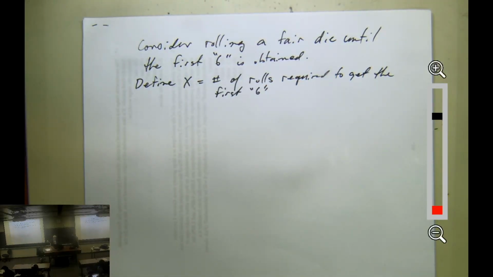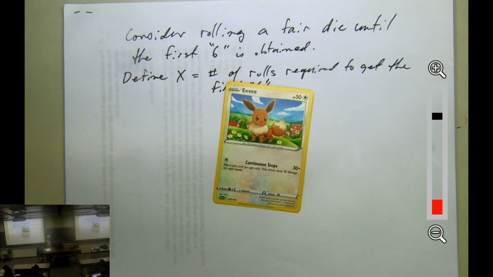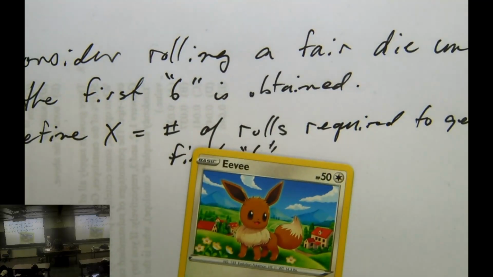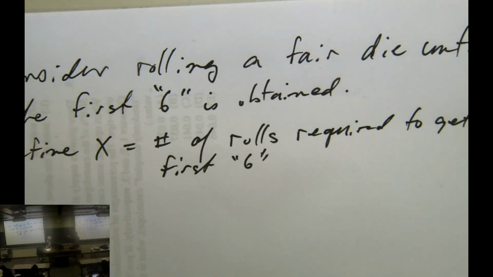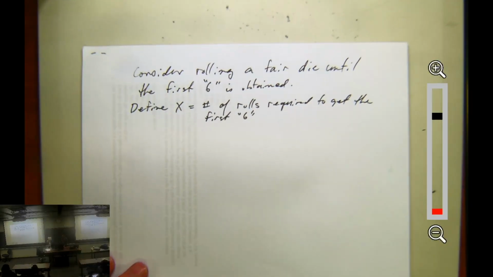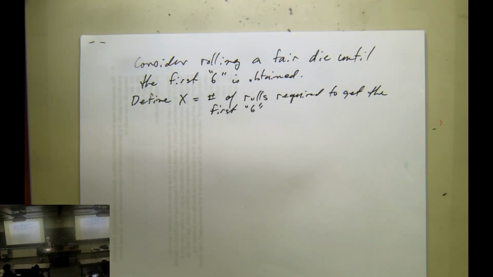Hold on, I have a very important rules question. That's not the definition in Eevee. It said the number of heads, right? It does damage based on the number of heads. Is that the same as what you wrote over here? Not exactly. This is the number of rolls required, and that includes the last roll. So this is very slightly different than the Eevee because in this one you're guaranteed to have at least one roll. In the Eevee, you could have dealt 0 damage.